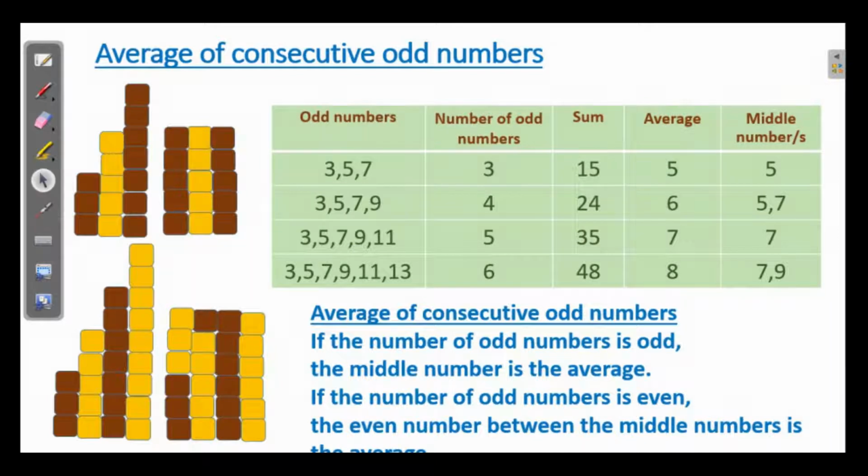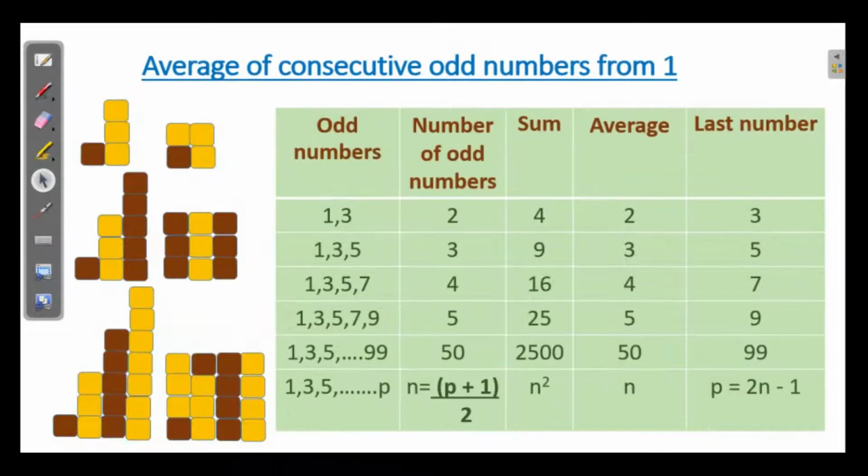Then, there is another special case. It is odd numbers from 1. Average of consecutive odd numbers starting from 1. Here 1 and 3. Look at the picture. 1, 3. Average is 2. Number is also 2. 2 into 2, 4. Sum is 4. 2 square.